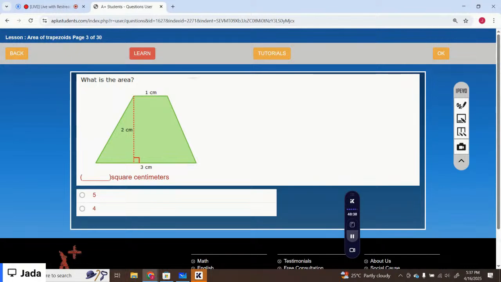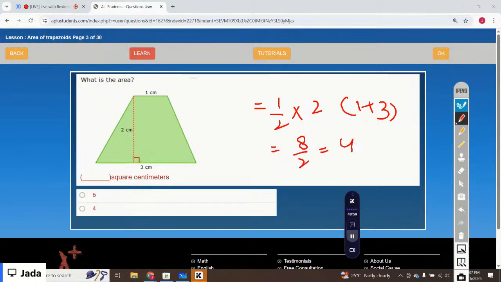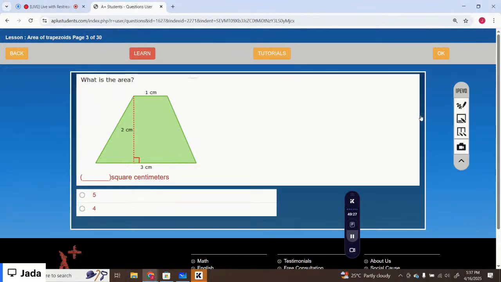What is the area? That is half times the height and the sum of the bases. 4 times 2 is 8, and 8 divided by 2 is 4. Option number 2 is the correct option, that is 4.